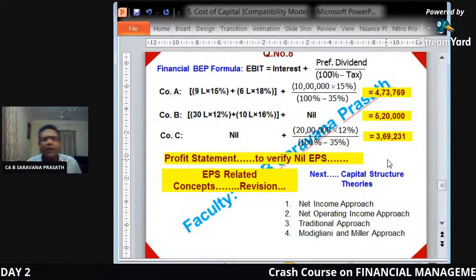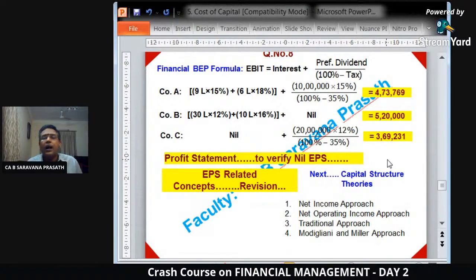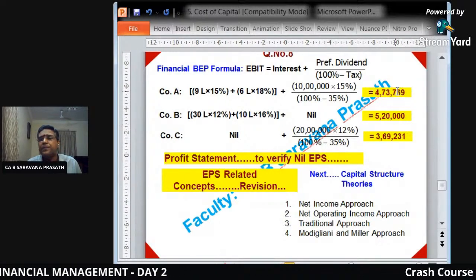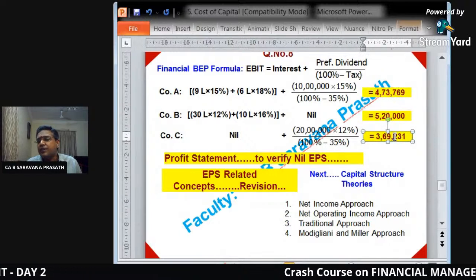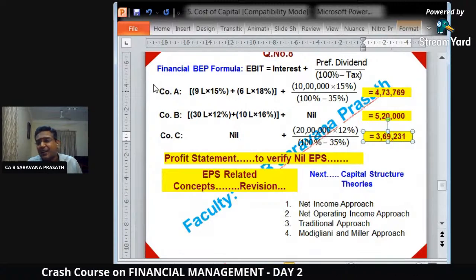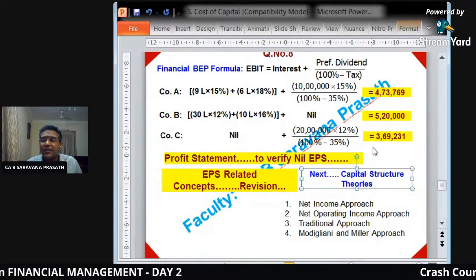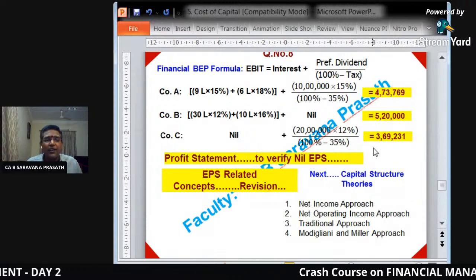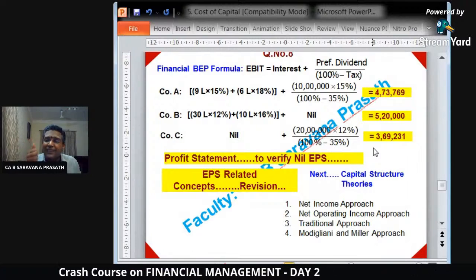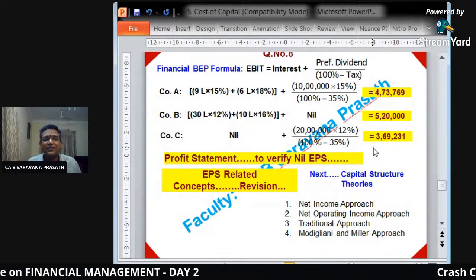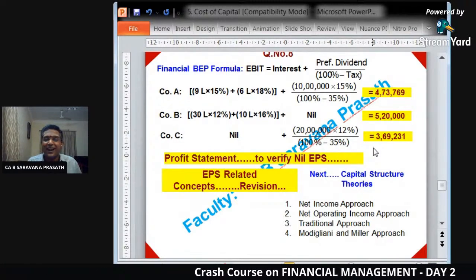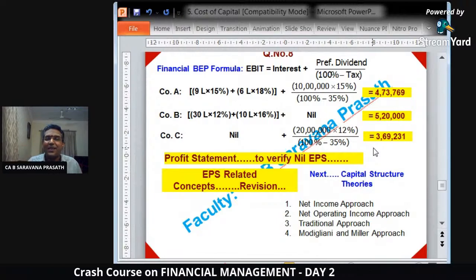Now, before we go to the next one, I would like you to answer one more aspect in this. 473, 520, 369. These are the EBITs. These are the levels at which the company earns some money for the equity shareholder, or company does not earn anything for the equity shareholder. What is the meaning of these numbers? I would like to get your answer on this.